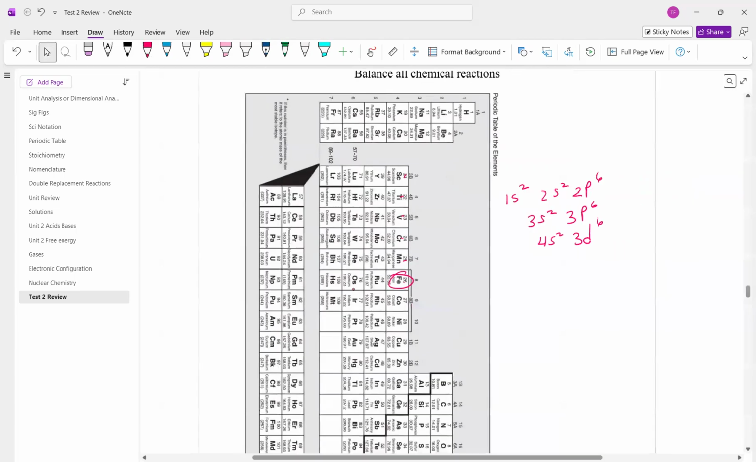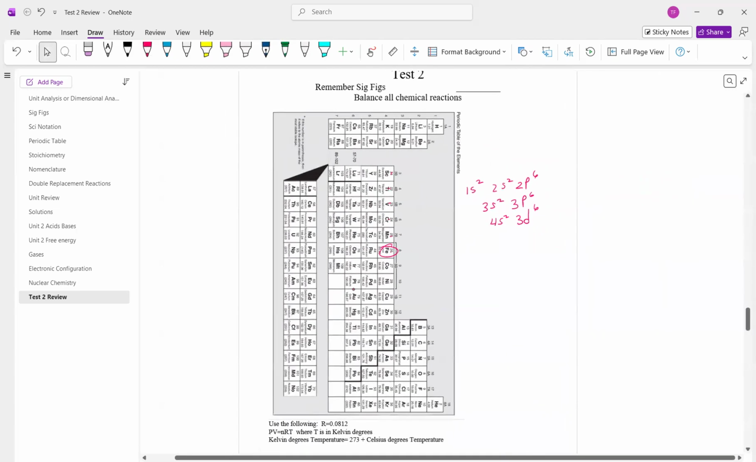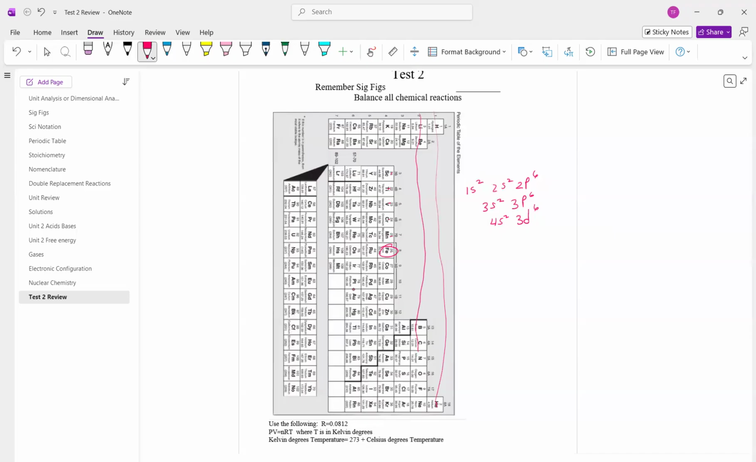Now, if we did the periodic table journey, we would go 1s2, 2s2, 2p6, 3s2, 3p6, 4s2, and then 3d6. Either way works.